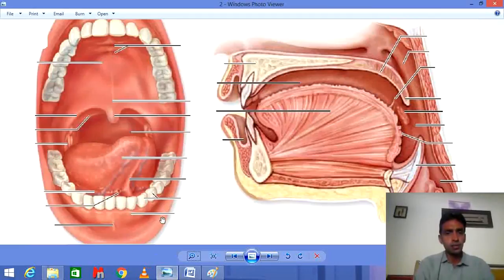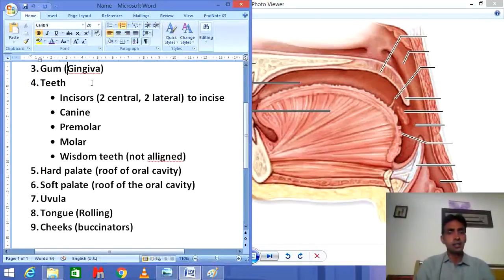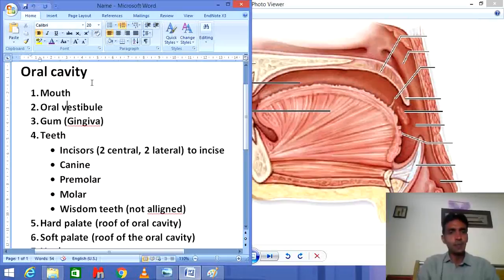Similarly, some muscles are also present in the lips. Those muscles are called, where is the lip?